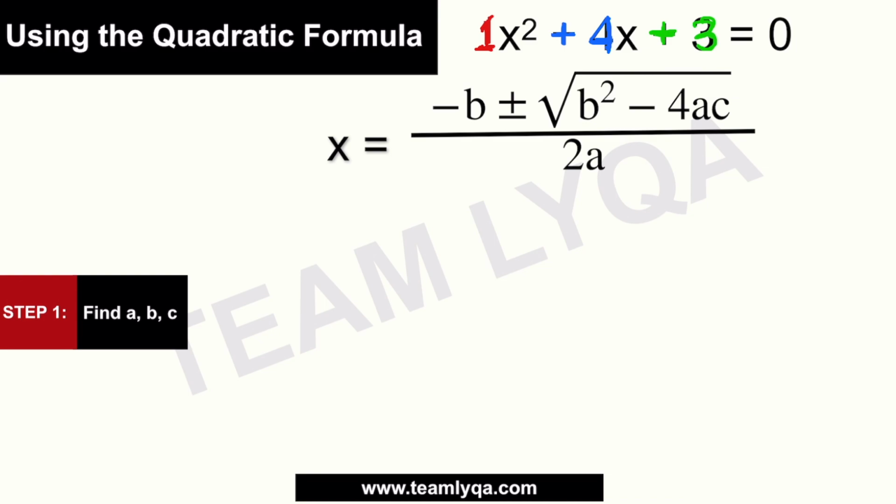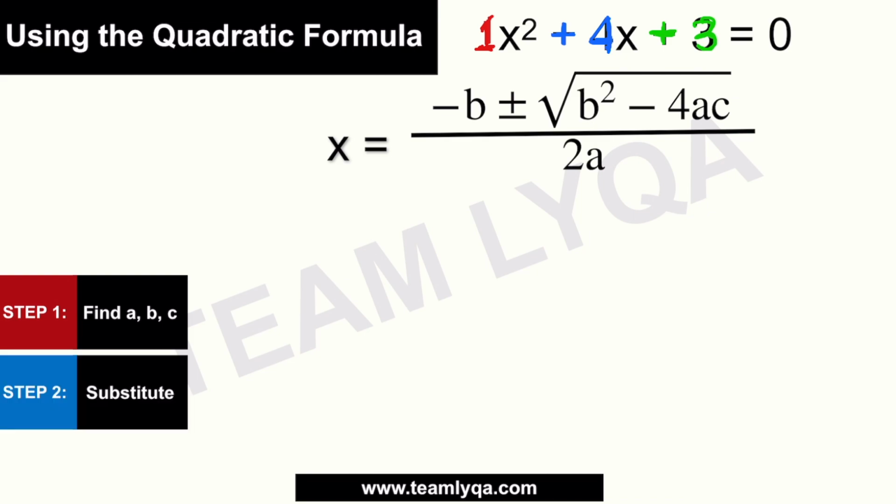Next step, dahil alam na natin yung A, B, at C, is to substitute it dun sa mga nakalagay sa ating equation. Okay? So kung i-rewrite natin ito, this will be x is equal to negative b. No? Now, kung negative b, ibig sabihin, i-multiply natin sa negative 1 yung b natin, which is 4. Dahil negative times positive ay negative, this is negative 4.